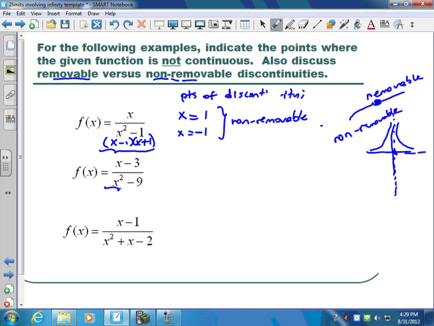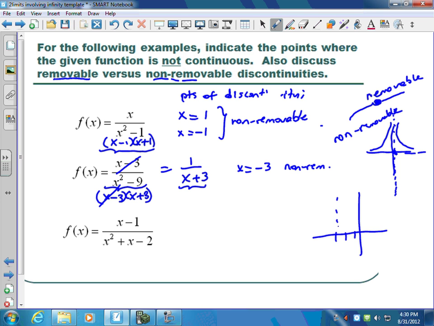Whereas this one, you have x minus 3 times x plus 3, factors of the denominator. Now in this situation, you could actually cancel the x minus 3's, right? You could rewrite it as 1 over x plus 3. So clearly at x equals negative 3, you're going to have a problem. By setting the bottom equal to 0, you get x equals negative 3. And that one is non-removable. That one will show itself as a vertical asymptote. At x equals negative 3, we expect a vertical asymptote.